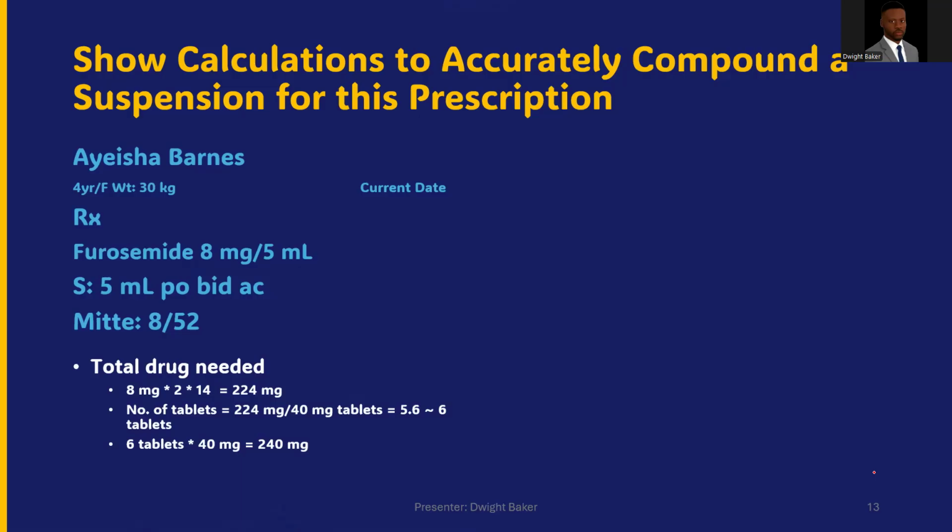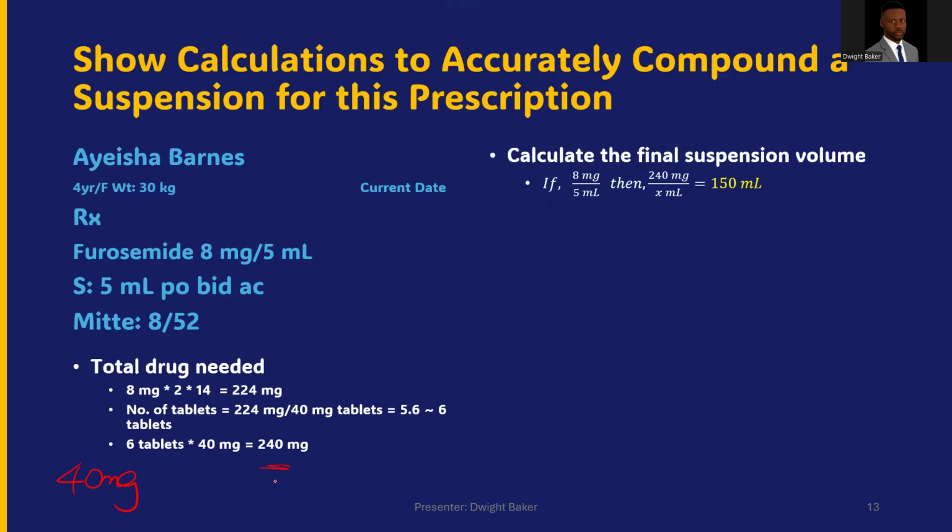How many tablets are we going to use to make this up? So we already know that one furosemide tablet is 40 milligrams. And so once you divide that 224 milligram that you need for the 14 days, you will get 5.6 tablets. I cannot use 5.6 tablets, so I'm going to increase that to 6 tablets. Now I need to know how much the 6 tablets will be. That is going to be equal to 240 milligrams in total that we're going to be using in the compounding of the prescription.